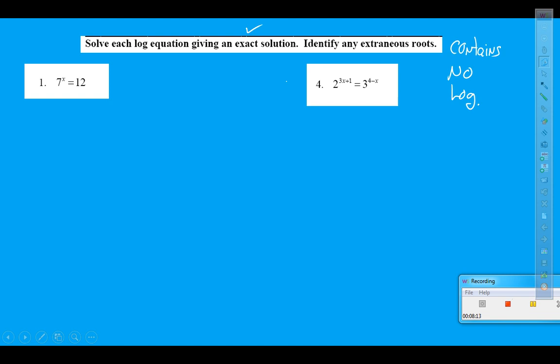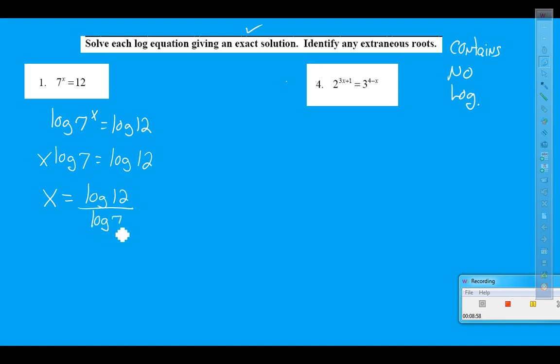So here goes. 7 raised to some power x equals 12. We talked about this one last class. I'm going to take the log of each side. So remember, this becomes the log of 7^x equals the log of 12. Remember, our rules of exponents say that exponent can come down. So this is really x log 7 equals log 12. Right now it doesn't really matter, but I'm working in base 10. Now to get x by itself, I'm going to divide both sides by log of 7.